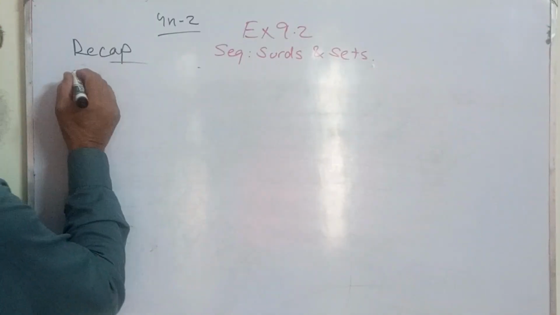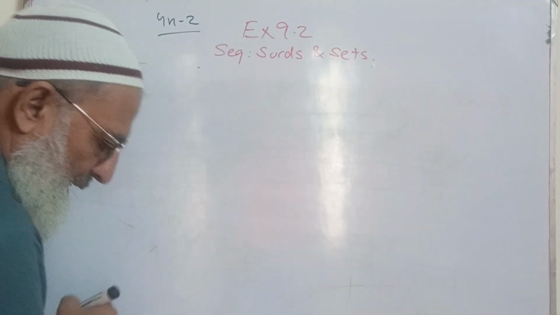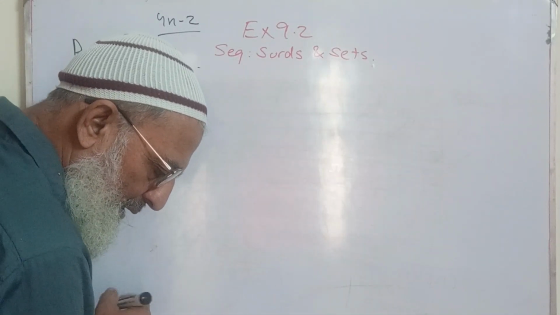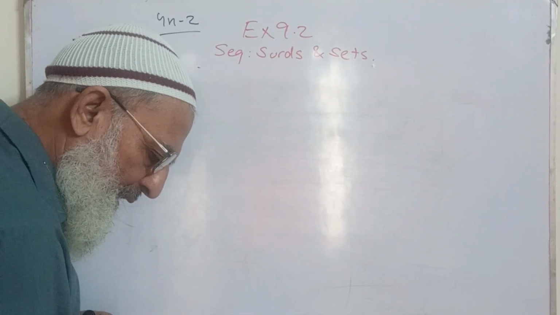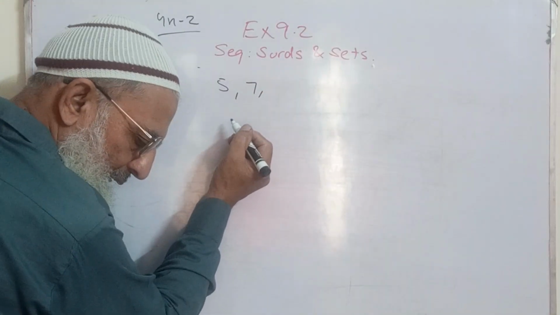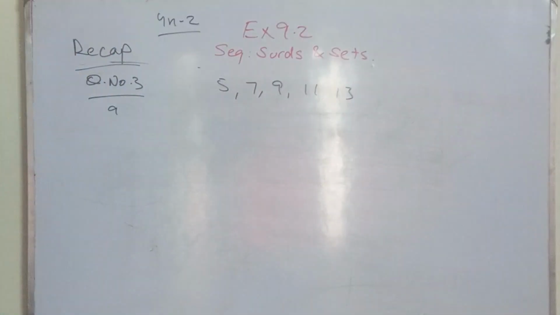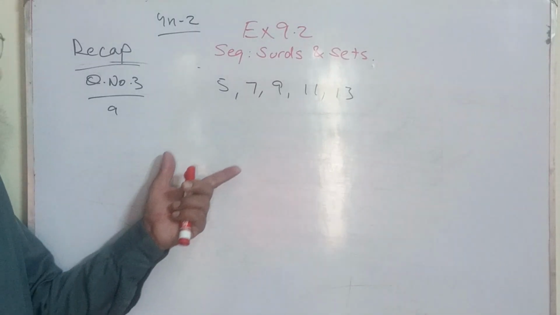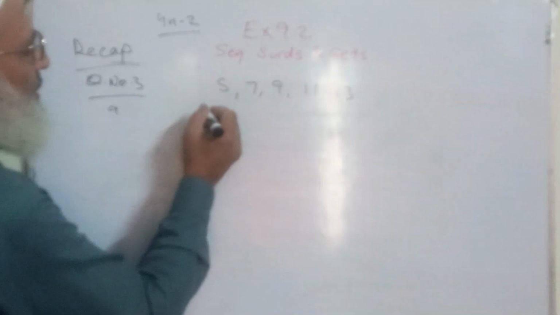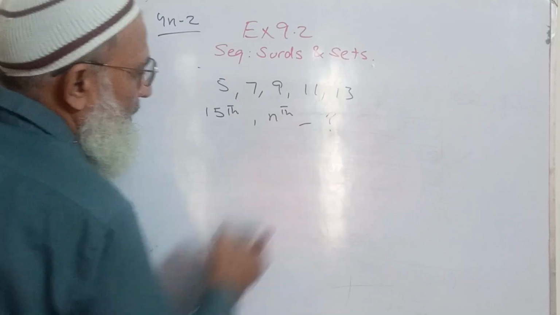So question number 3. Now what is asked here is part A, as usual. It is said to find, there are two again, the 15th term and the nth term. The sequence is 5, 7, 9, 11 and 13. So what we have to find is the nth term and the 15th term.